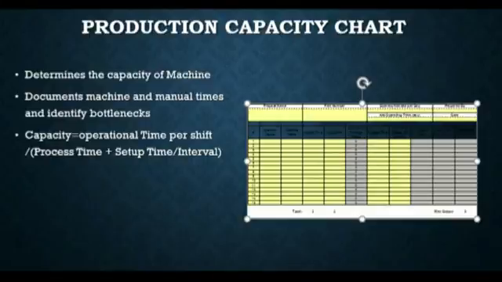This chart allows us to determine the capacity of a machine for a specific process. It consists of manual time, auto time, and changeover time if there is any. And through this chart, we can identify the bottlenecks, and with change in time, we already know if our machine can handle the increase in load.